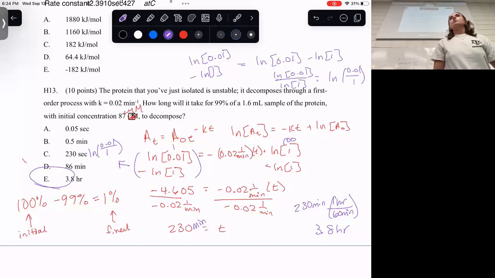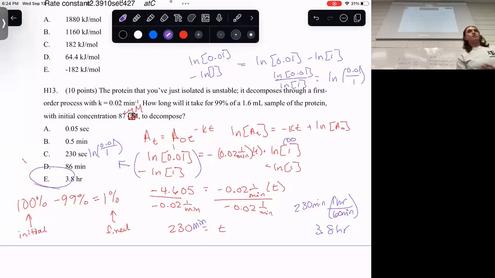How did I do that? Because my units of t are in minutes. So when I get t is equal to 230, it's not in seconds. And none of the minutes answers matches 230. So just to prove to myself that it's the hours.